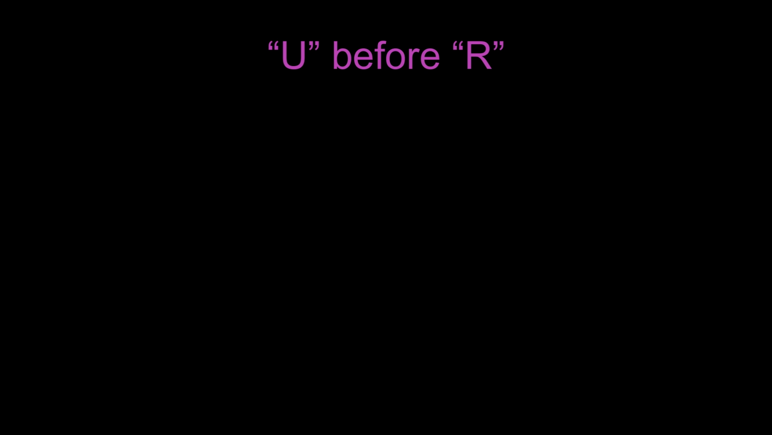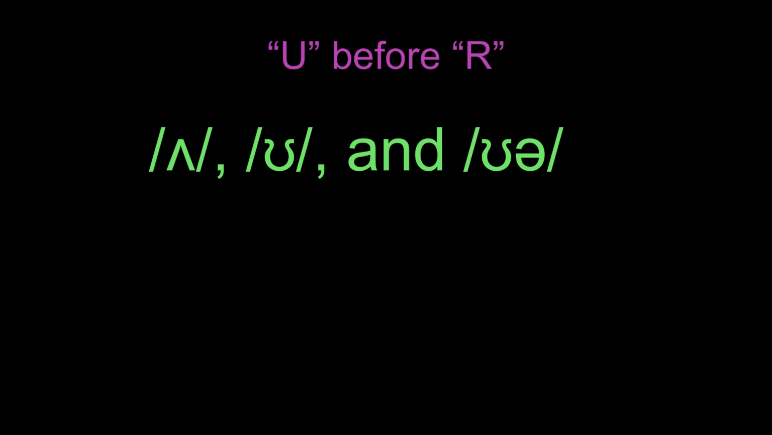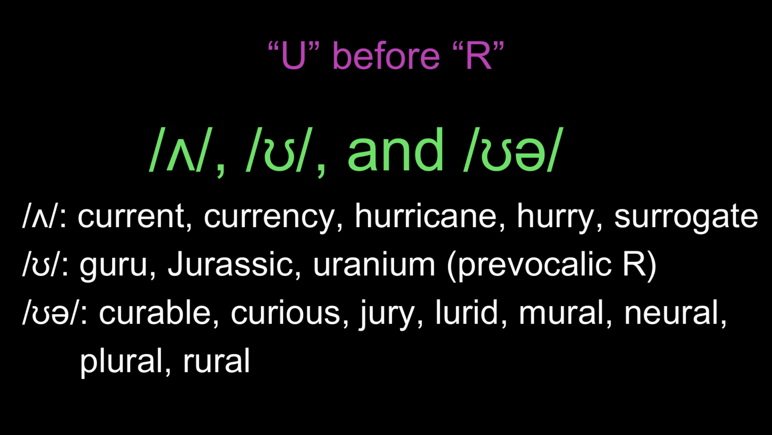U before R. When the stressed vowel letter U comes before R and another vowel follows after R, U can be pronounced as one of the following. Current, currency, hurricane, hurry, surrogate. Guru, Jurassic, uranium. R is the prevocalic R. Curable, curious, jury, lurid, mural, neural, plural, rural.